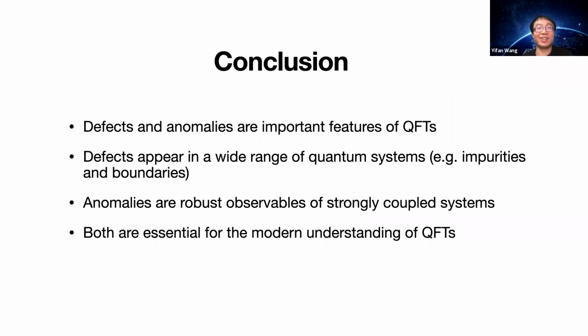Let me conclude. I hope I have presented you enough evidence that shows that defects and anomalies are important features of quantum field theories. In particular, defects appear in a wide range of quantum systems. They appear as boundaries and impurities. And I've also argued that anomalies are very robust observables of strongly coupled systems. And both are essential for the modern understanding of QFTs.